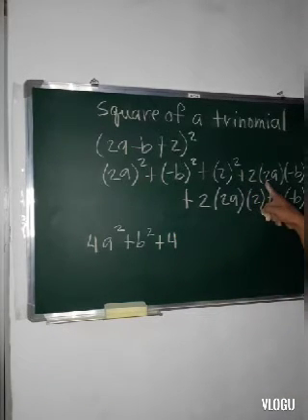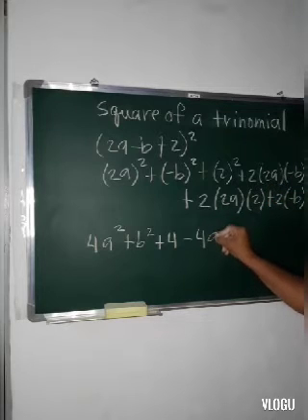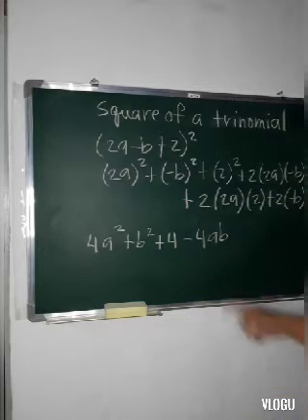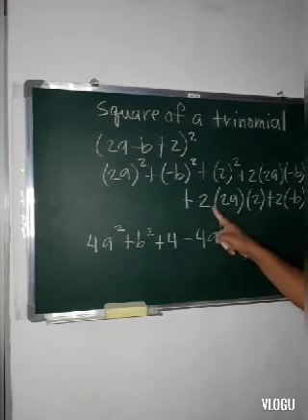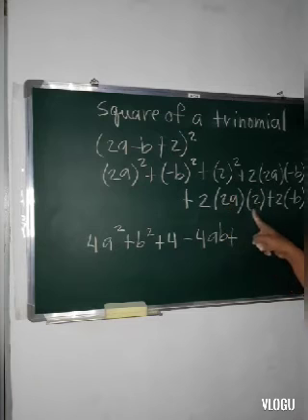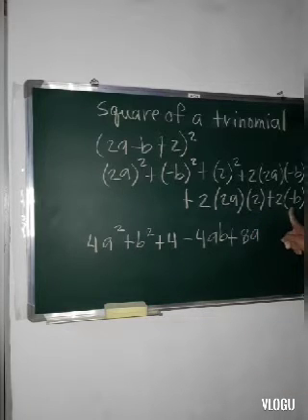Next, positive times positive is positive. Positive times negative is negative. Next, 2 times 2, we have 4, and then a times b, ab. Next, positive, positive, and positive. Therefore, the sign is positive. 2 times 2, 4. 4 times 2, 8. And then copy a. Next, positive times negative is negative. Negative times positive is negative. 2 times 2, 4. And then copy b.